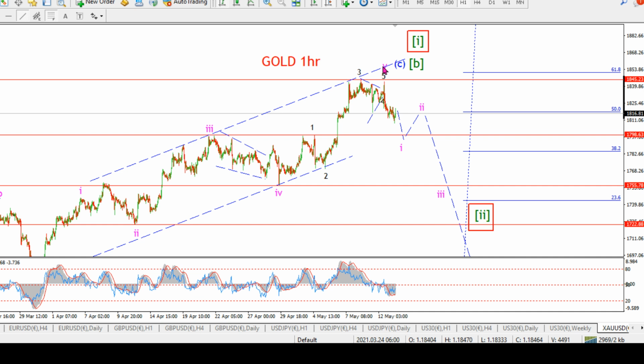Okay, let's see if we can break out of this B wave. This wave C completed 5 waves up, so let's see if we can get a confirmation that this B wave is complete and we can head down into wave C.